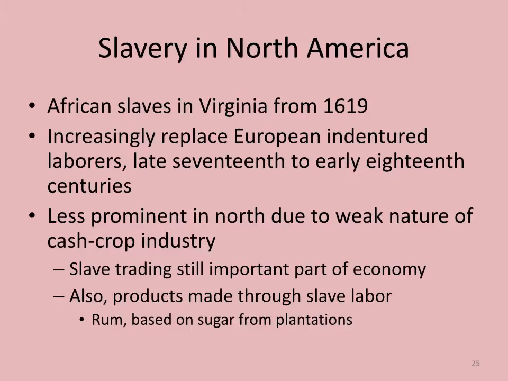Now, slavery was less prominent in the north due to the weak nature of the cash crop industry. Up north, Virginia is really about as high as we go for cash crops. Up north, it's mostly about sustenance. It's also about trees and lumbering. It's a huge exporter of lumber, which isn't as hands-on and physically stressful as sugarcane and cotton. So because of that, it did not become a slave-based economy. Now, products made through slave labor are going to be rum, which is based on sugar, and it's going to become an important part of the economy.